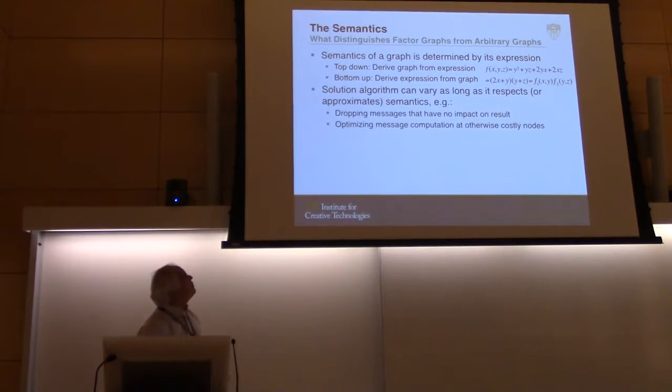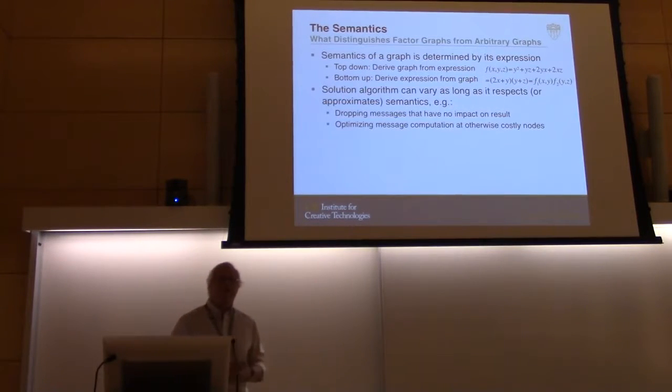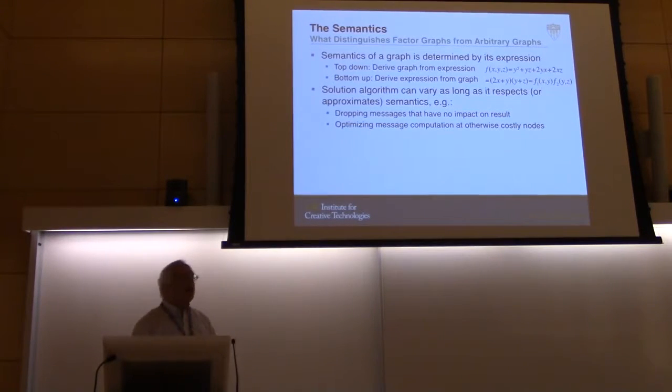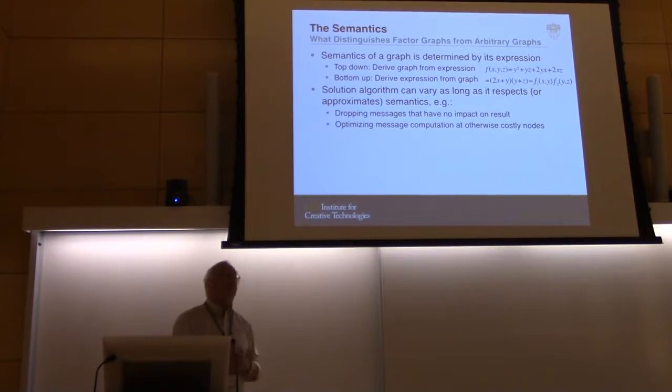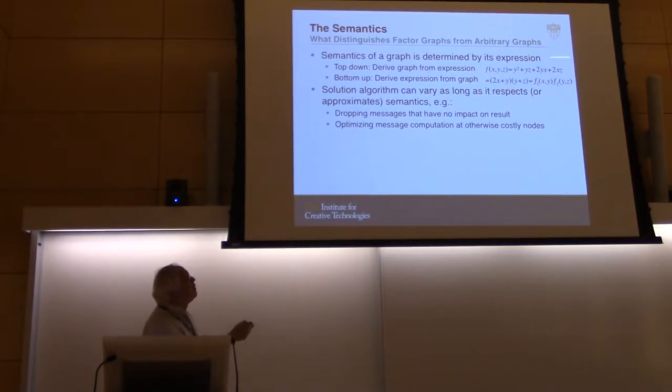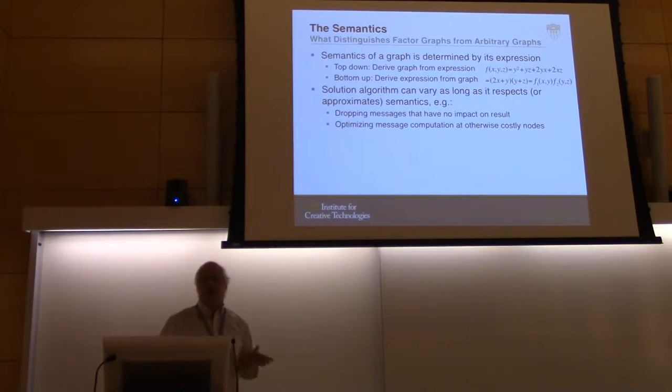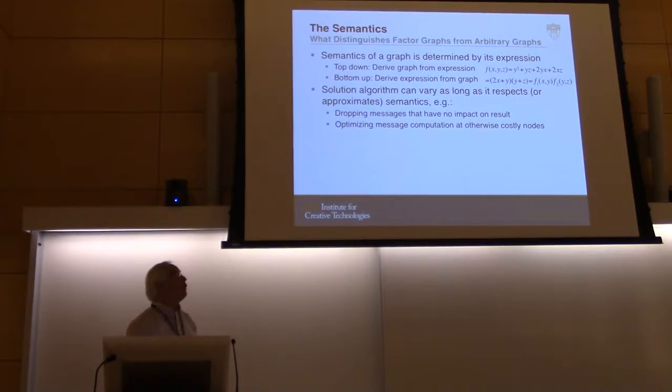What that allows is, in fact, you can modify the solution algorithm, in fact, use a variety of different solution algorithms, as long as it reflects the semantics, either exactly for exact solution algorithms or approximately for approximate solution algorithms. So for example, for message passing, we can drop messages if we know they're not going to affect the outcome, and we can re-implement the computations of the factor nodes as long as we know they're going to compute the same thing, but do it in a more efficient way. Or again, use radically different algorithms.